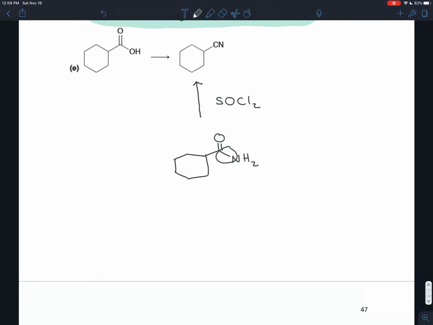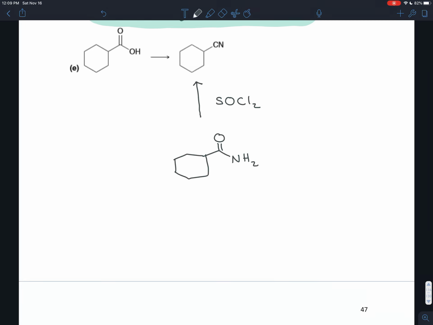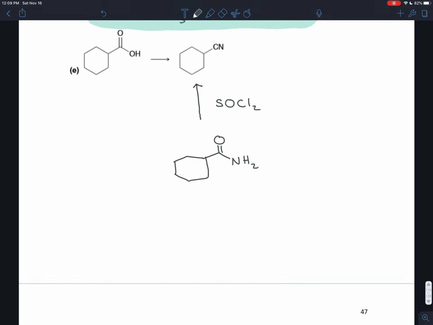So the way you can make a nitrile is by treating an amide with thionyl chloride, and we walked through the mechanism for that in a previous video. But you can see it's doing a similar thing as the mechanism we drew just a second ago with thionyl chloride. It's turning the oxygen into a good leaving group. You can see it disappears, or leaves the molecule. So how can we turn a carboxylic acid into an amide?